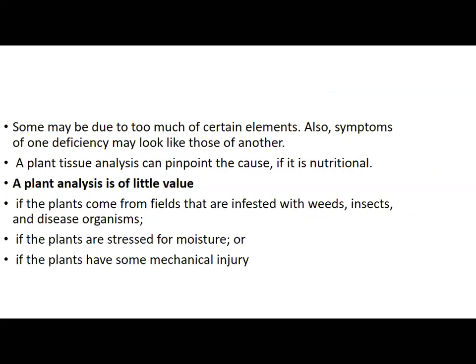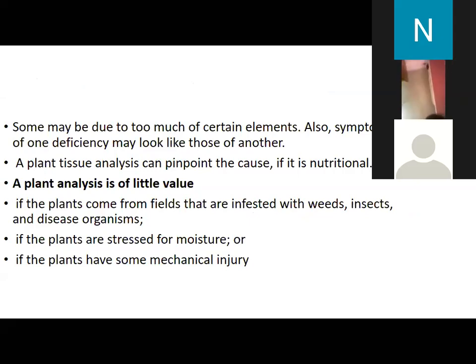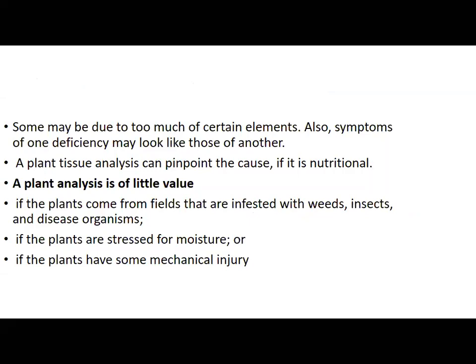Some deficiency symptoms may be due to too much of certain elements. Symptoms of one deficiency may look like others, but there is a deficiency for a particular nutrient. They look similar, but it can be easily diagnosed.